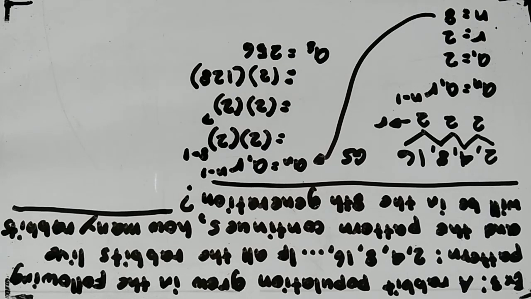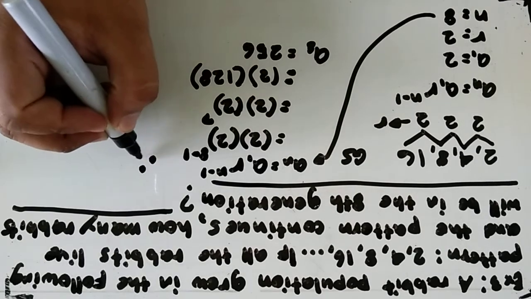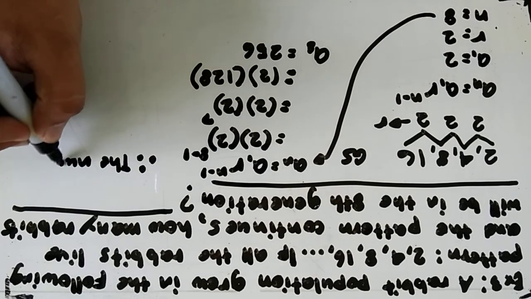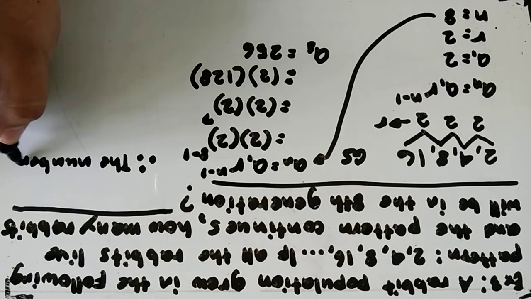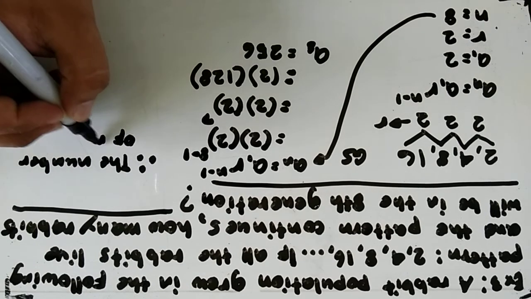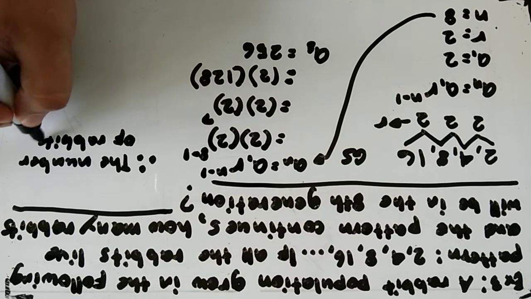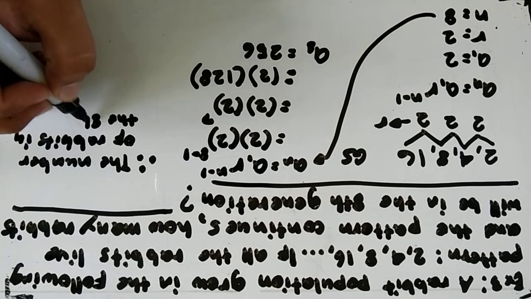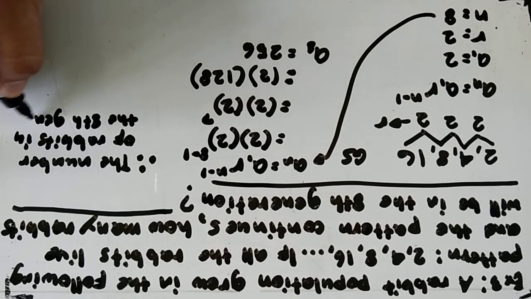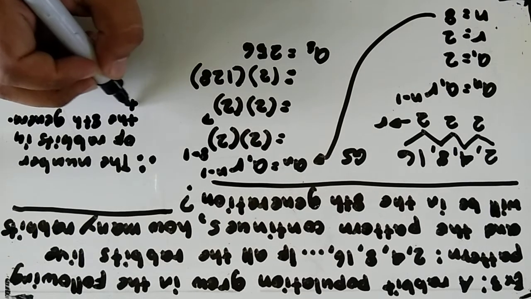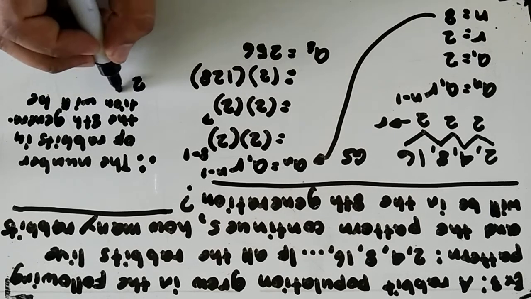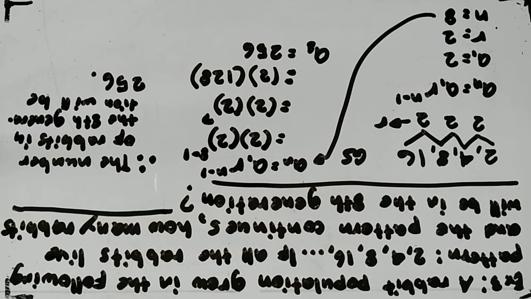So ibig sabihin, yung rabbit by the 8th generation ay nasa 256 na. So yung conclusion natin, therefore, the number of rabbits in the 8th generation will be 256. Okay?